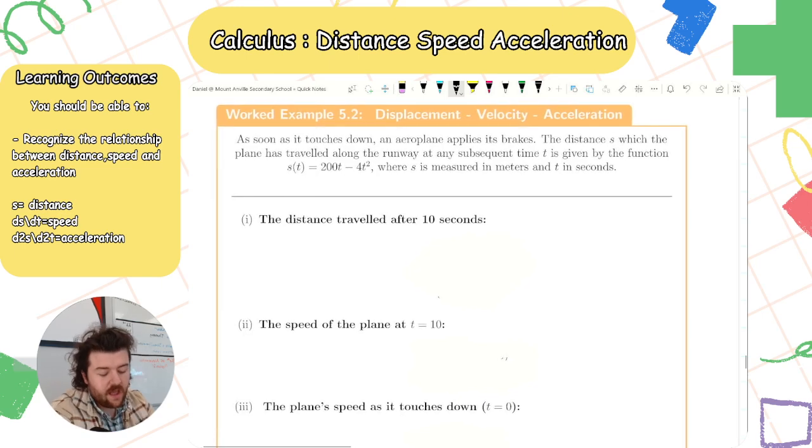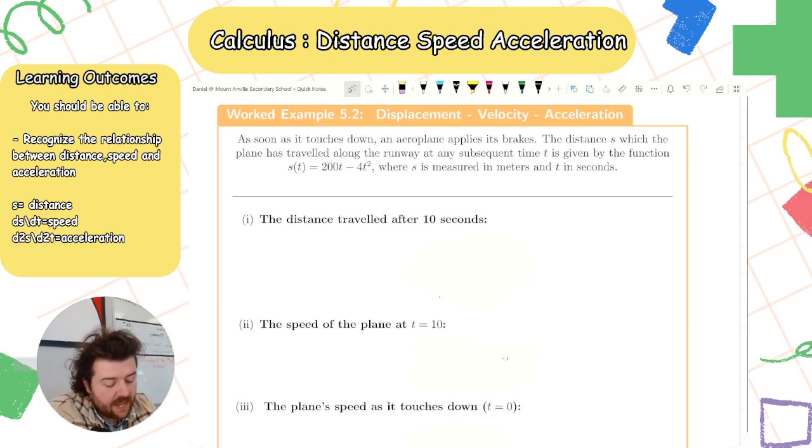So let's have a look here. As soon as it touches down, an aeroplane applies its brakes. The distance s which the plane has traveled along the runway at any subsequent time t is given by this function: s(t) = 200t - 4t², where s is measured in meters and t is in seconds. Find the distance traveled after 10 seconds. So just sub in 10.